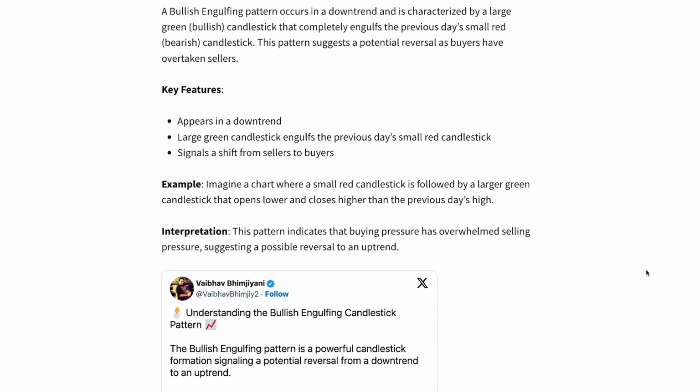So again, key features there. It appears in a downtrend. A large green candlestick engulfs the previous day's smaller red candlestick. It signals that a shift from sellers to buyers might be taking place. So this pattern indicates buying pressure may have overwhelmed selling pressure, suggesting a possible reversal. So that's a bullish candlestick pattern.